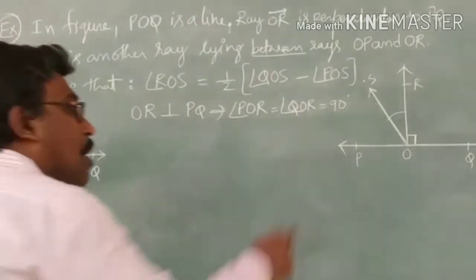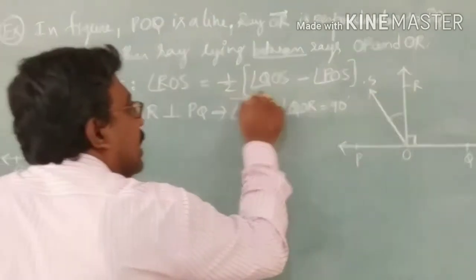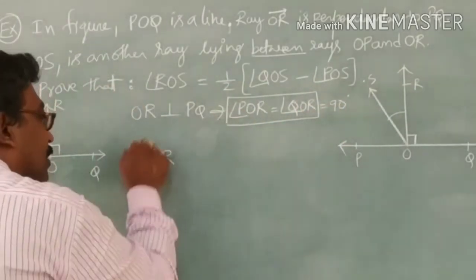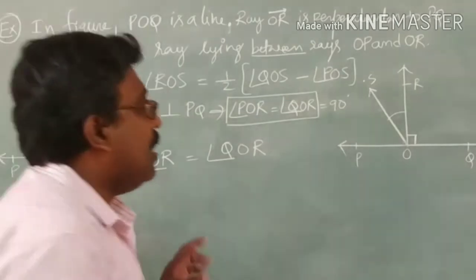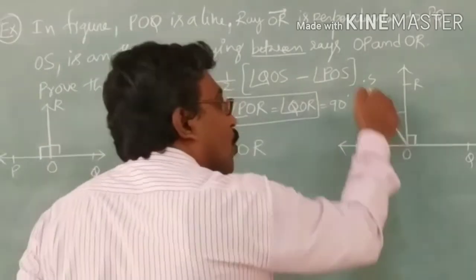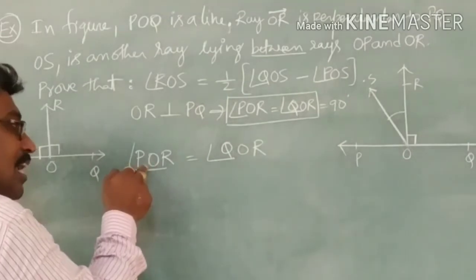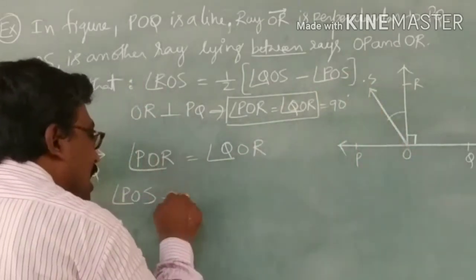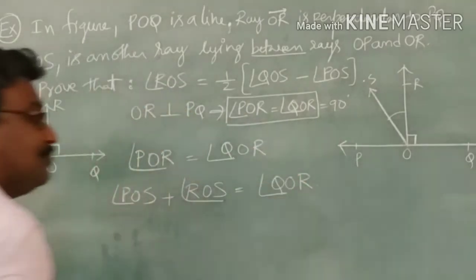Now, this angle POR is divided into two parts. I am taking these two. Angle POR is equal to angle QOR. I am taking, and angle POR is divided into two parts, POS and ROS. So, instead of angle POR, can I write angle POS plus angle ROS is equal to angle QOR.